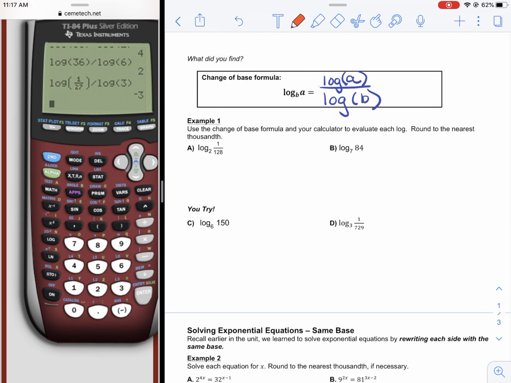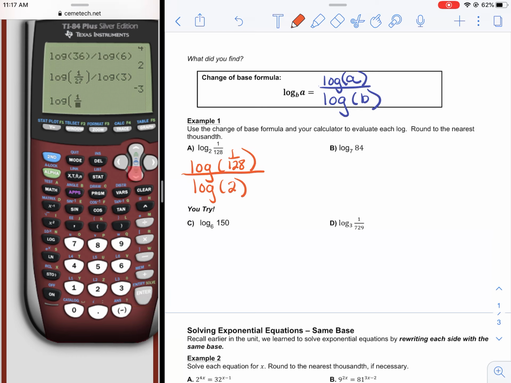All right, so for the first problem, we're going to do log of the argument. So log of 1 over 128 divided by log of the base, log of 2. And the only reason I'm using parentheses around the argument is because when you hit the log button on the calculator, it automatically opens parentheses. Okay, so I'm going to do log of 1 over 128, and then arrow to the right, close your parentheses, and then divide by log of 2.